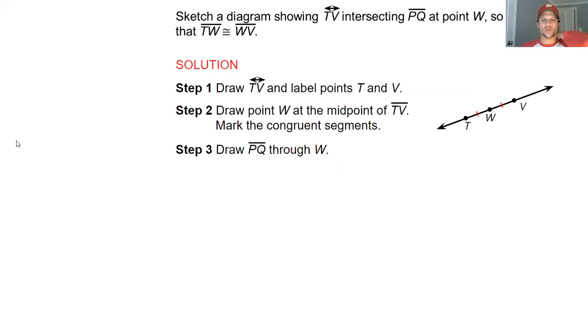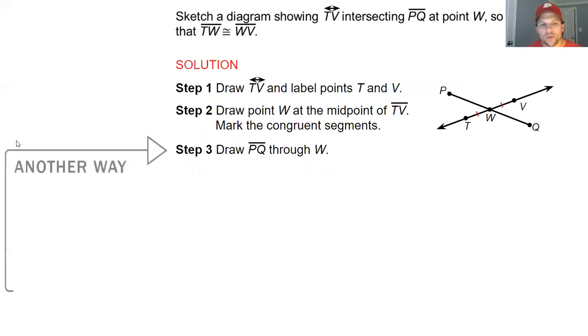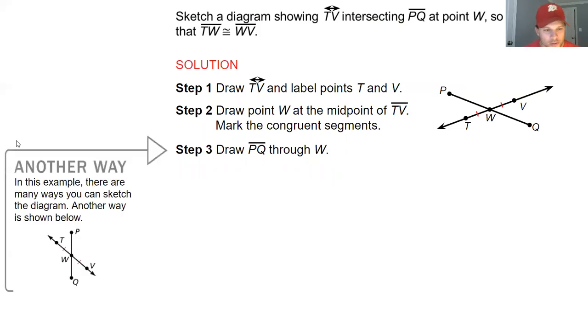Then step 3 would be to draw your intersecting PQ line through that W. It doesn't say anything about the angle at which the line P needs to be, just that it is intersecting so that you are bisecting the line where TW is congruent to WV. Okay, and then make sure you're labeling your points P and Q.